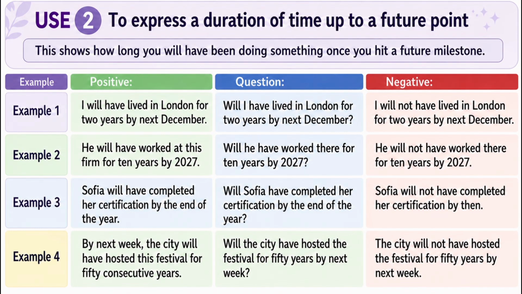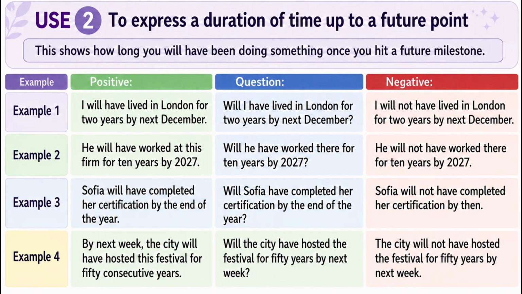The question is "Will I have lived in London for 2 years by next December?" The negative sentence is "I will not have lived in London for 2 years by next December." Now the second example. "He will have worked at this firm for 10 years by 2027."